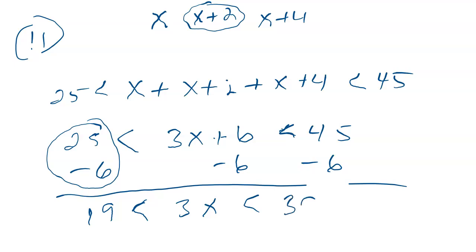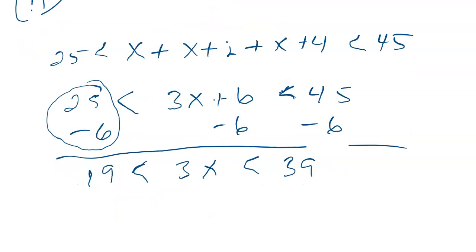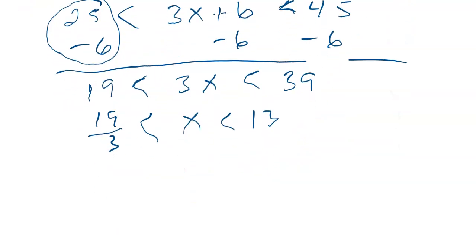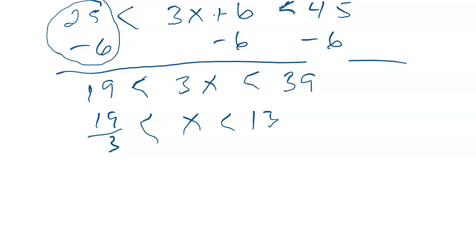Man, that 19 is really bothering me. It doesn't work out nicely. So divide everything by 3, so we get 19 thirds is less than x, which is less than 13. So provided that x is in between 19 thirds, which is a little bit greater than 6, but less than 7.